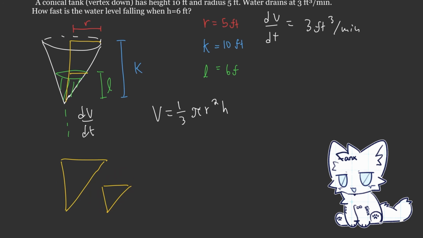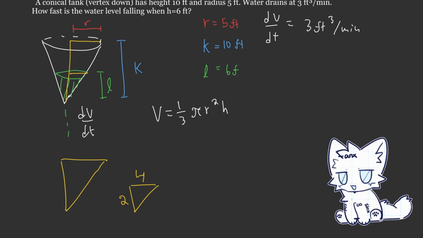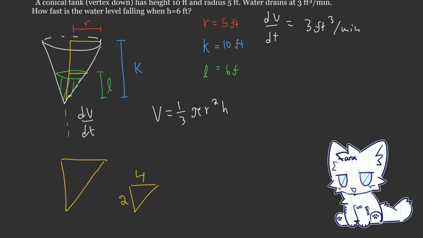If we know the height and radius of one of the triangles, we can find the radius and height of another triangle because it's based off of a ratio. Like, let's say this triangle has a height of 2 and a radius of 4. And let's say this bigger triangle just doubled in size. So that would be 8 and 4.